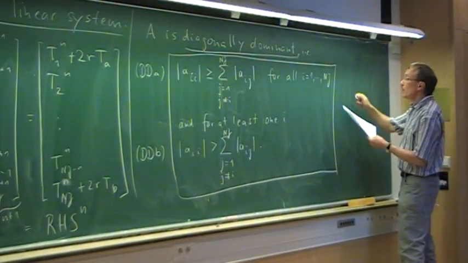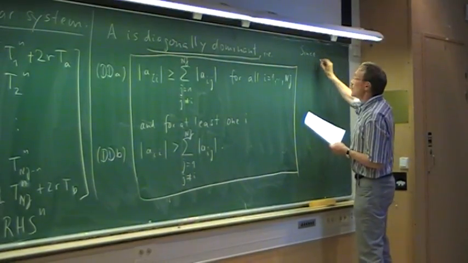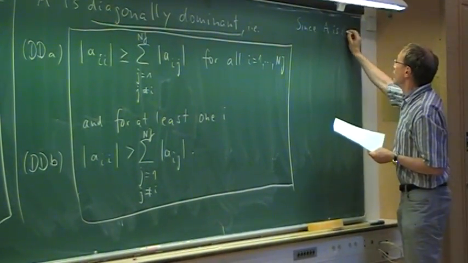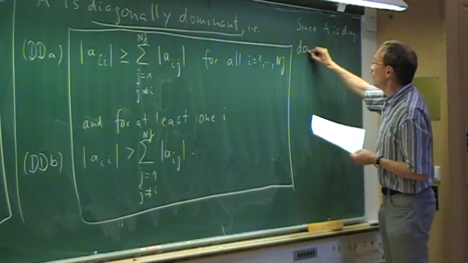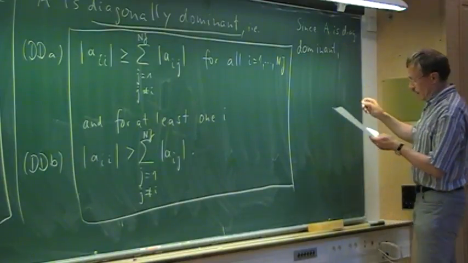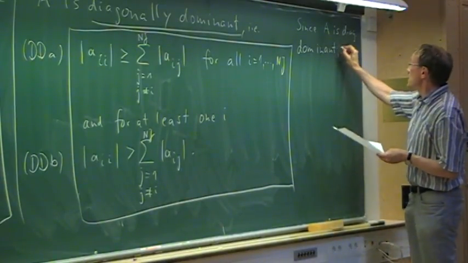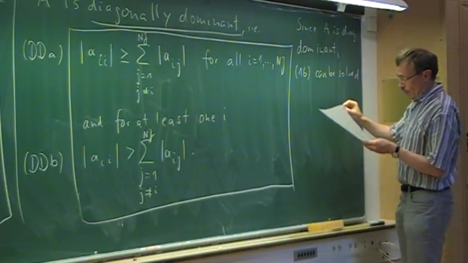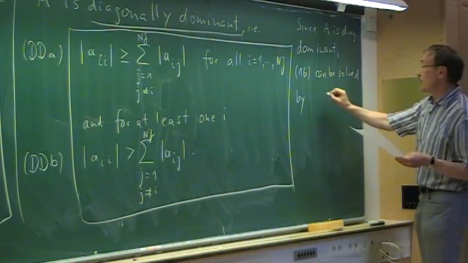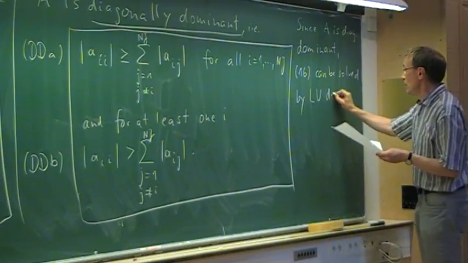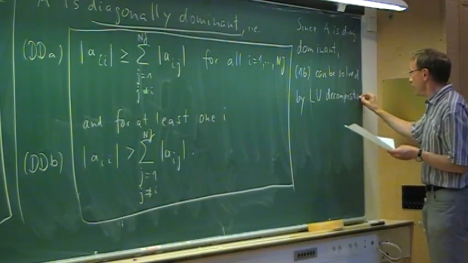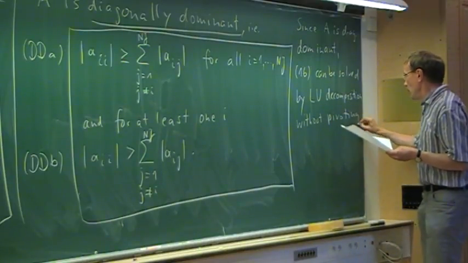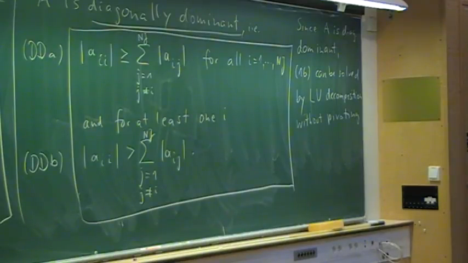So that means, since in our case A is diagonally dominant, the tridiagonal linear system, that is the system 16, can be solved by, the first thing is, when we write it generally, it is the LU decomposition without pivoting. That is the general way for solving a linear system by a direct method using LU decomposition.